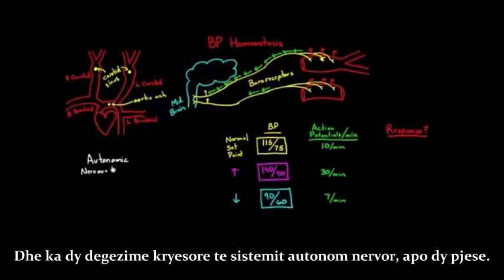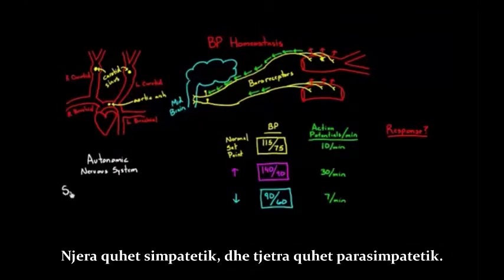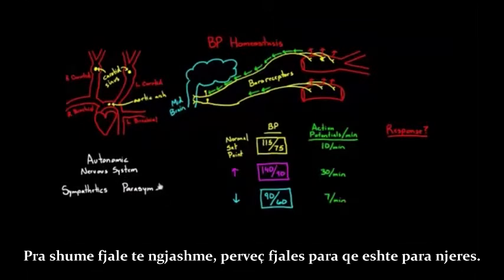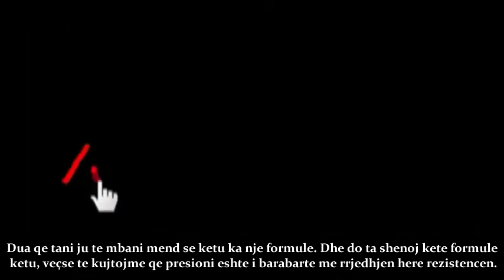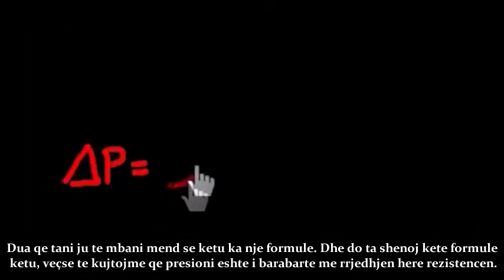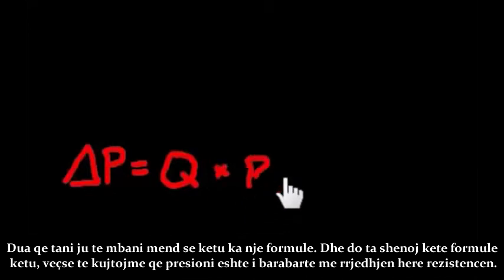And there's 2 major branches of your autonomic nervous system, or 2 parts to it. Let's say parts. One is called the sympathetics. Almost like sympathy. And the other is called parasympathetics. So very similar words, except the word para is in front of this one. And I want you to remember now that there's a formula, and I'm going to write that formula down here just to remind us that pressure equals flow times resistance.